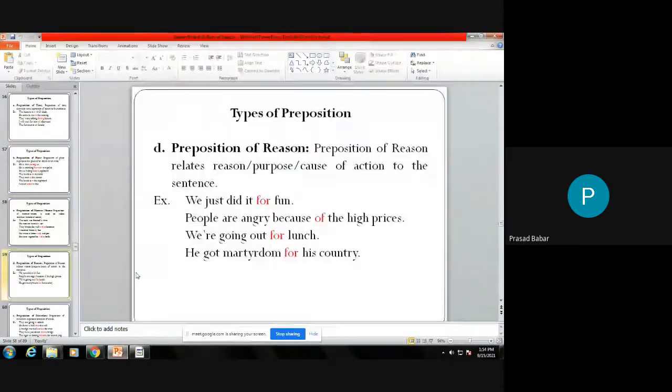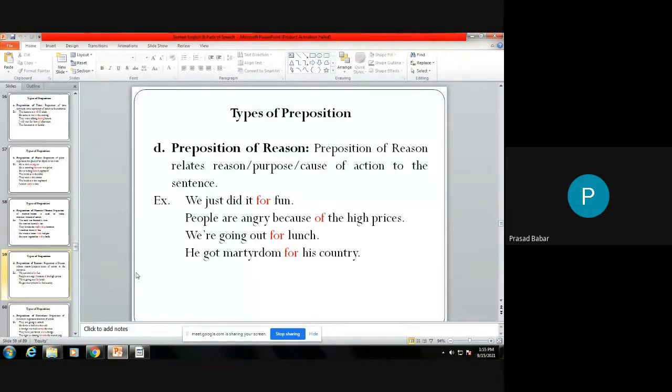Then the fourth type is the preposition of reason. These are the reason indicating words. A preposition of reason relates the reason or purpose or cause of action to the sentence. Then examples are, we just did it for fun. So for here works as a preposition of reason. For what did we do it? Just for fun.